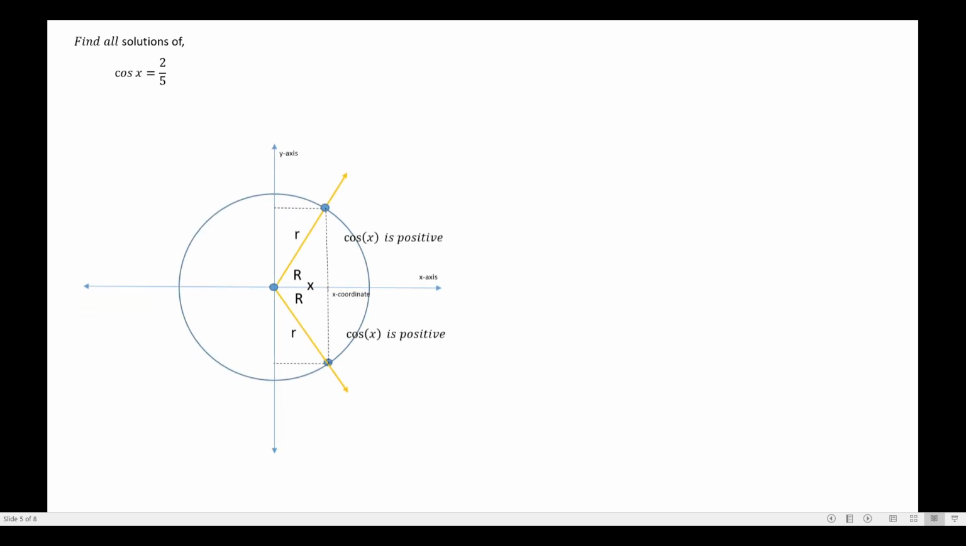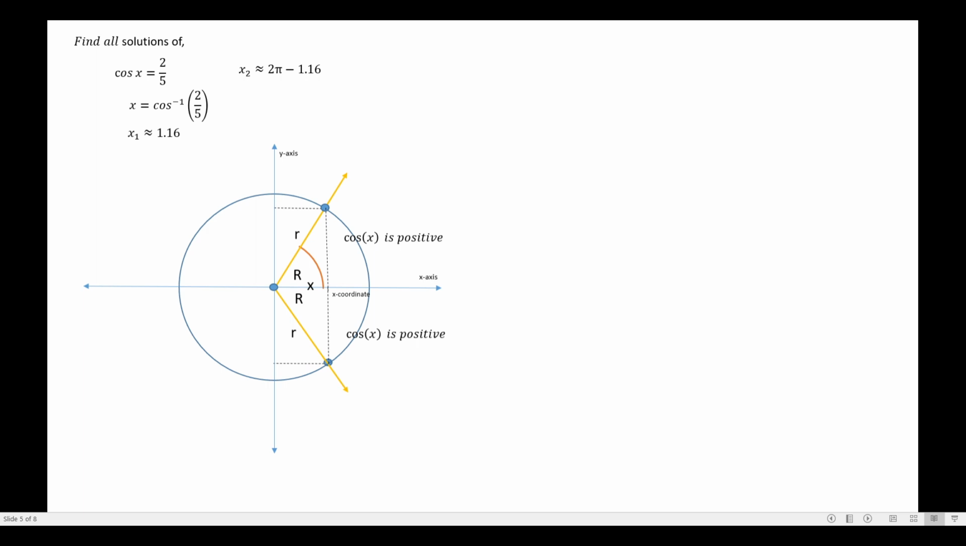So we will take this illustration because the cosine function is positive. And remember ASTC, the cosine function is only positive in quadrant 1 and in quadrant 4. Now, using inverse trigonometric idea, we have x sub 1 equals the inverse of cosine 2 over 5, or that is approximately 1.16. Okay, so the angle is actually this one, this orange angle in the illustration.